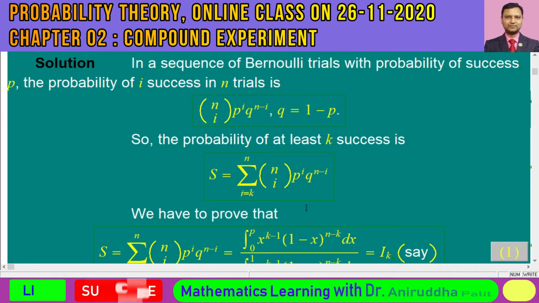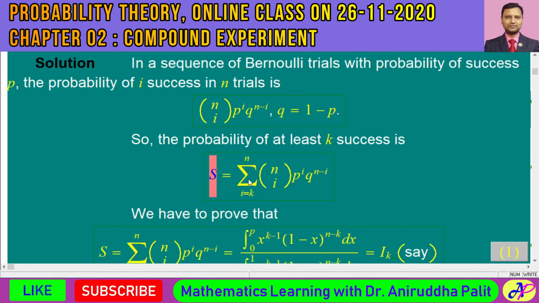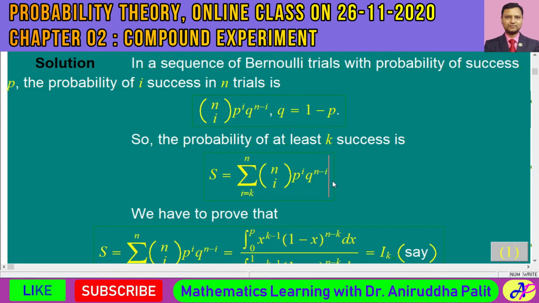Okay. So now we need to find out the probability of at least k number of successes. So this is the probability of exactly i number of successes. So i is equal to k, then k plus 1, then k plus 2, etc., up to maximum n is possible, and therefore we can write this probability by small s, summation i is equal to k to n nCi p to the power of i into q to the power of n minus i.